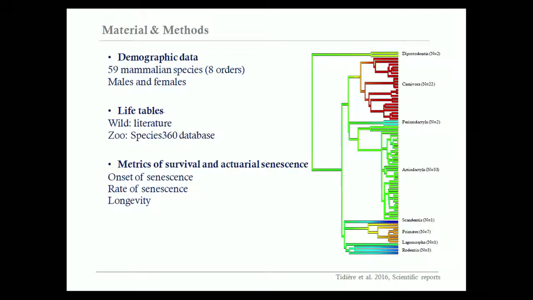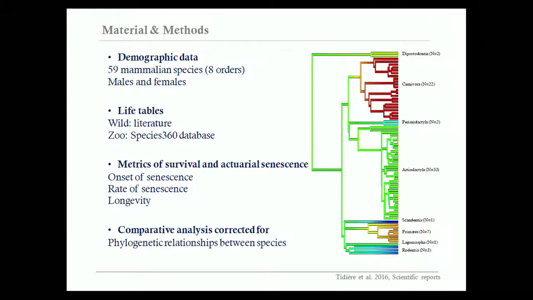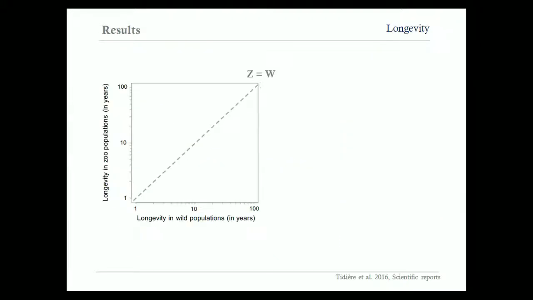For each sex of captive and wild population of each species, I obtained the onset of senescence, the rate of senescence, and the longevity. And analyses are corrected for the phylogenetic relationship among species. So to read the results, you have the zoo value in Y and the wild value in x-axis. The gray dotted line represents when the zoo value is equal to the wild value.